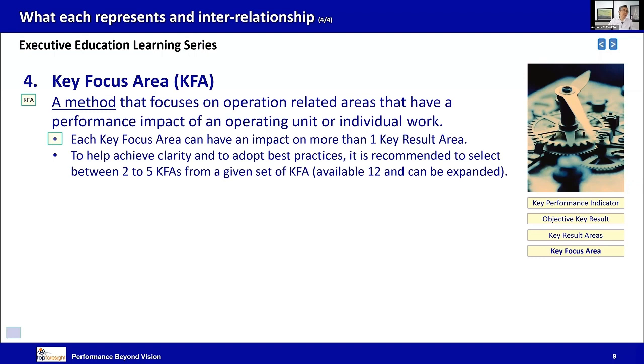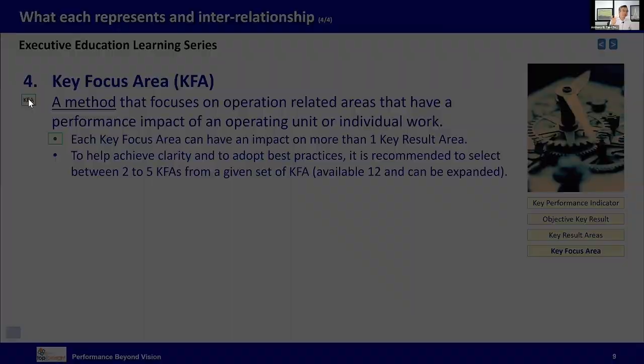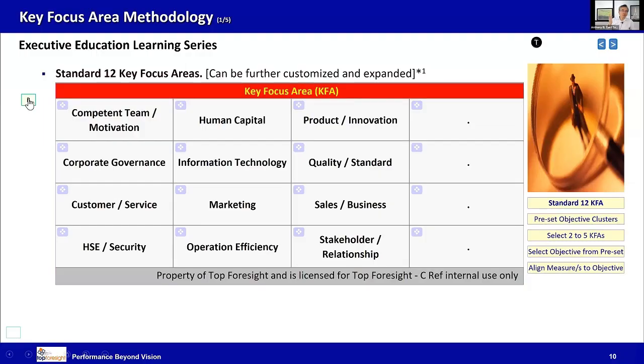Now let me show an example of KFA. What is a KFA? A KFA simply means that there are a few focus areas from the operational standpoint. One of the operations is how do we develop a competent team? How do we manage human capital? How do you address corporate governance? How do we look at customer and service? How do we look at HSE and security? How do we look at information, marketing, operations, product, innovation, quality, sales, and stakeholder?